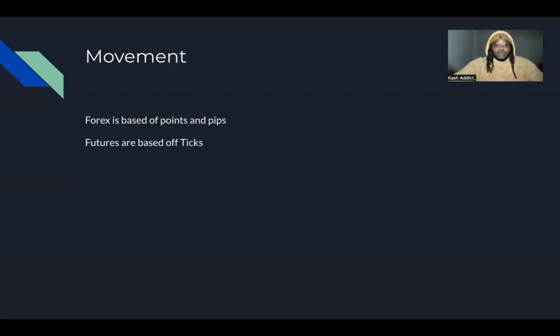That leads me to movement. Forex is based off points and pips. Points if you trade indices, pips if you're trading currencies. You can still convert the points into pips no matter what. Futures is based off ticks, which all of this stuff means the same thing. So you don't have to confuse yourself when it comes to futures about the ticks and this and that. It's literally the same thing. If you're going for 100 points in Forex, you can go for 100 ticks in futures and it'll literally equal the same thing. All of these terms sometimes just get in the way, so it's nothing too much to worry about when it comes to the movement.